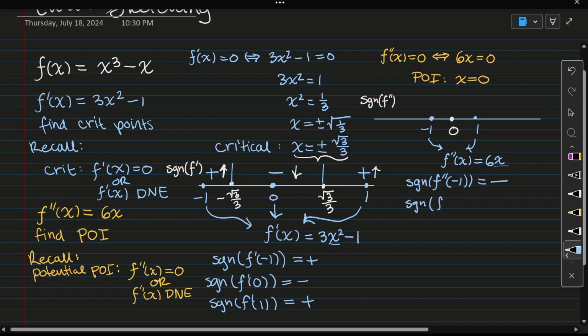Next, I want to know what the sign of f double prime of +1 is. If I plug in 1 for this x here, I'm left with 6, and so it's going to be positive. So I have a negative over here and a positive over here. This tells me that my function is concave down before 0 and concave up after 0.